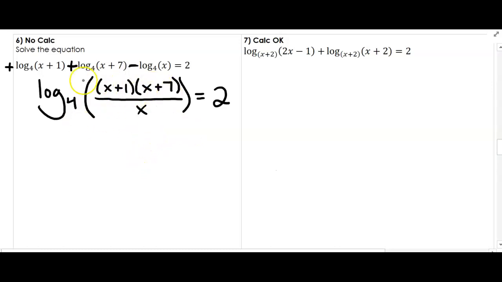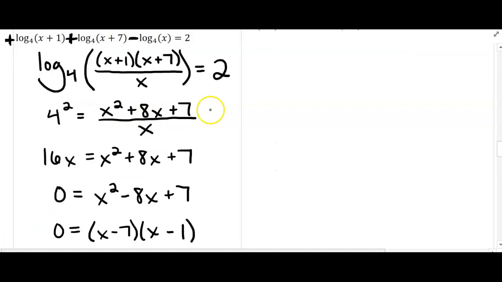You can see how I condensed these 3 logs into 1 log, paying attention to the sign out front of each of them that is telling me whether or not that argument is going in the numerator or denominator of my new argument. I have 1 log. It is isolated. Now I want to rewrite as an exponential equation. Okay, when I rewrite it as an exponential equation, I can use my chubby hand. 4 to the 2nd power is equal to my argument, and I have done that here.